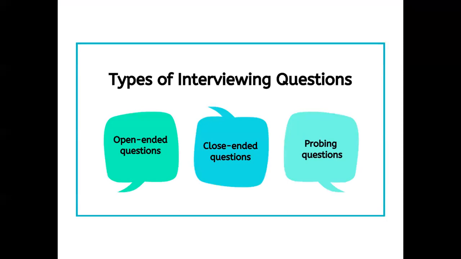Okay. Now, some types of interviewing questions. Usually we have three types of interviewing questions. One is open-ended questions, second is close-ended questions. We know the difference between them. With open-ended questions, the interviewee can reply in a statement. He or she can give us a statement. With close-ended questions, they have options to select from. And the third one is probing questions.